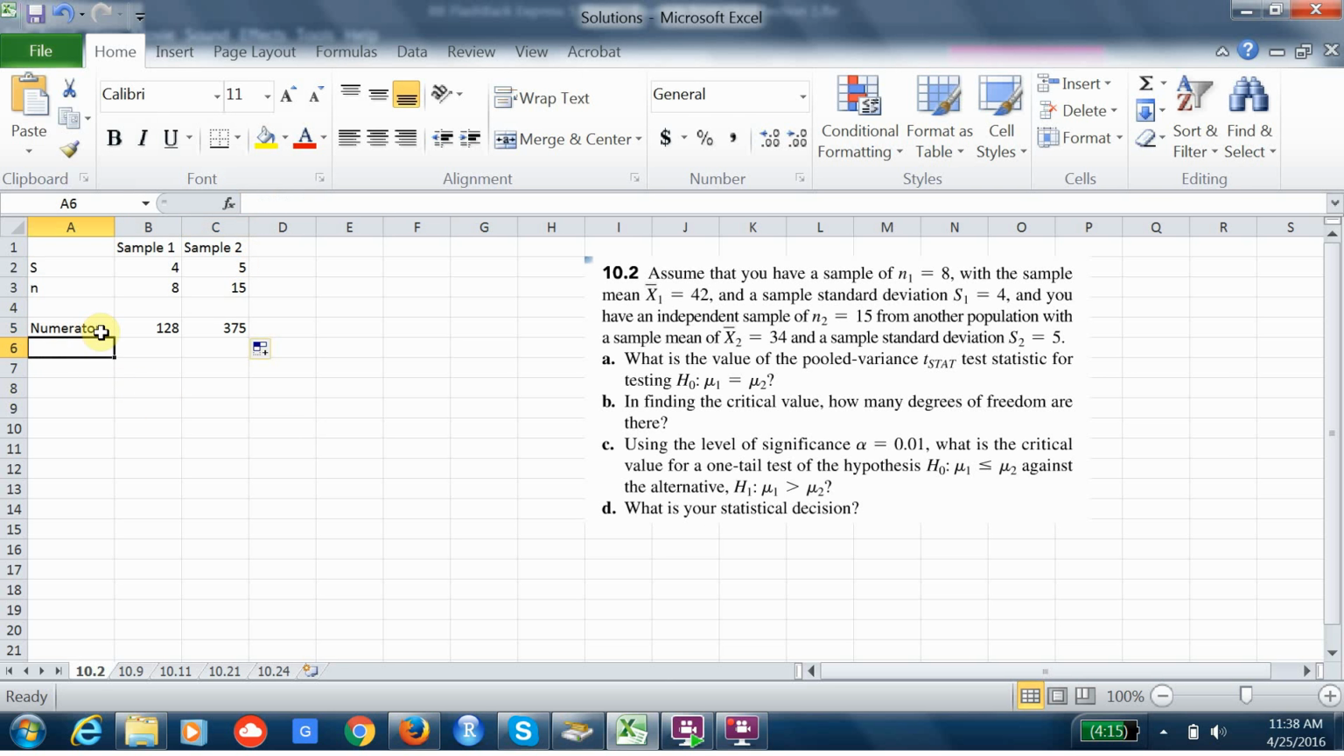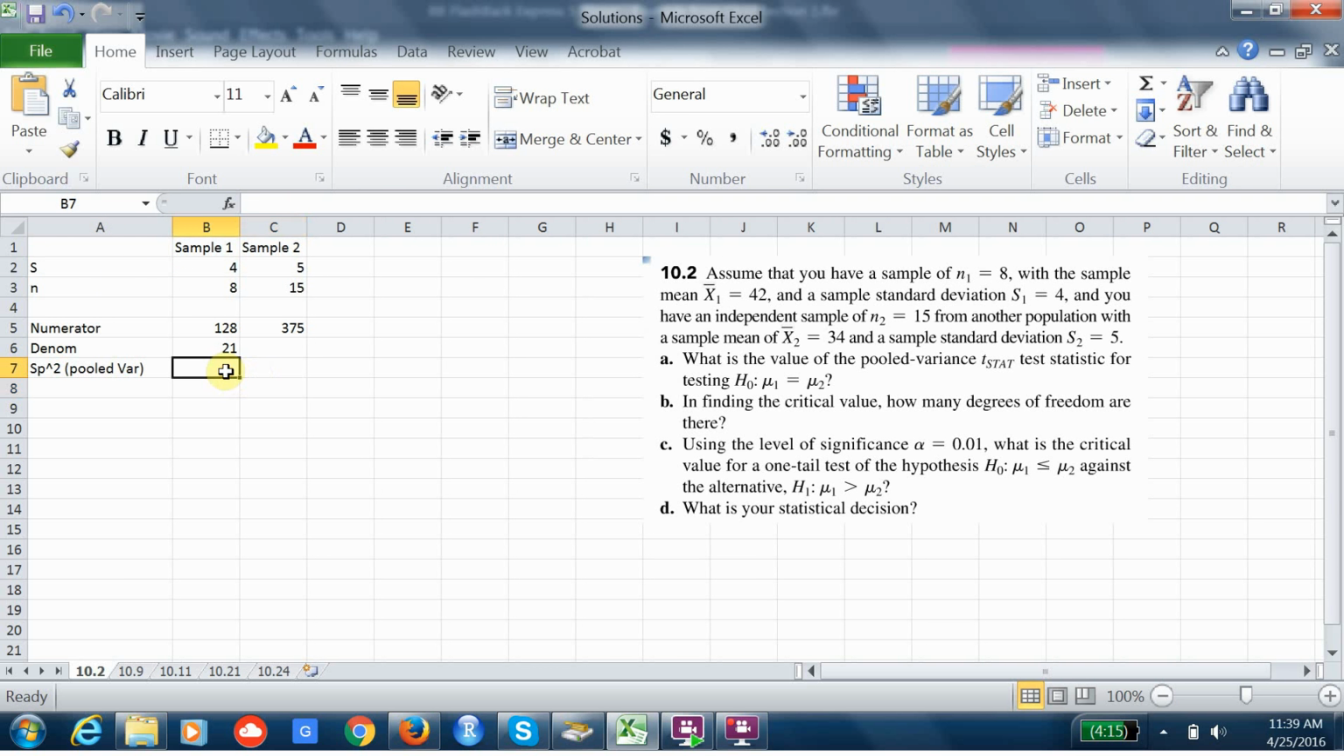The denominator is easy. The denominator is just equal to the sum of these divided by 2. So it's just this plus this minus 2. And now I'm ready to compute SP squared. This is the pooled variance. Now this is just going to be equal to the numerator that has two terms, one contribution from each sample, divided by the denominator.